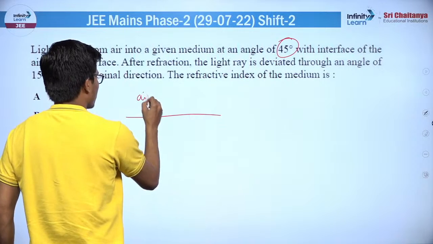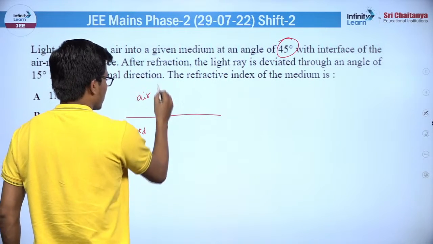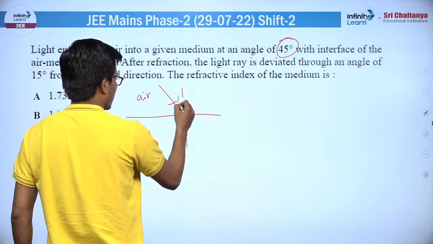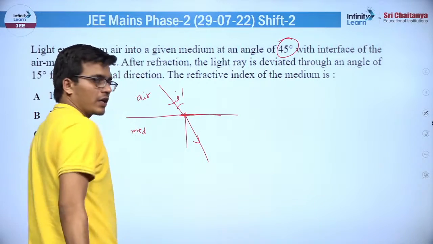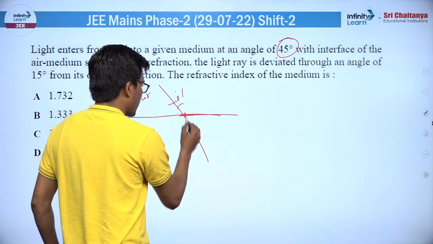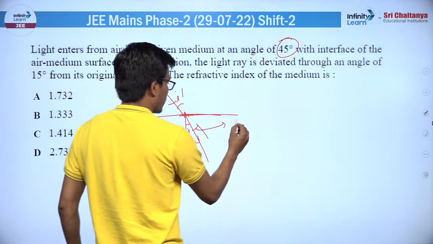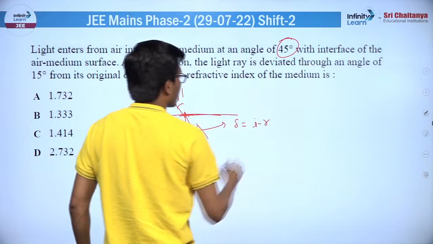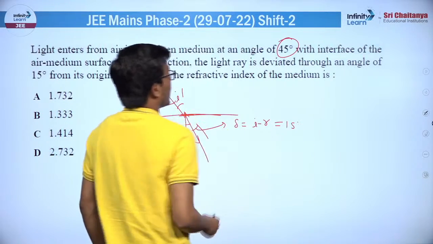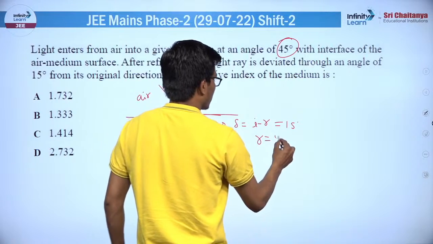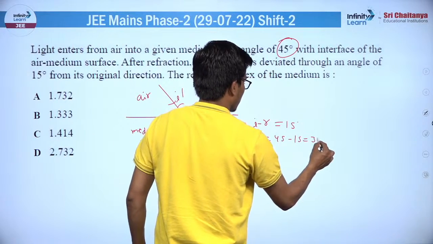So here you are having air, here you are having medium, light is entering like this, so there is an angle of incidence. It will bend towards the normal because you are entering from rare to denser medium. So if this is my R, this is something known as angle of deviation, which is given by I minus R, and this is given to you 15 degree. I is also given to you 45 degree. So R will be 30 degree.